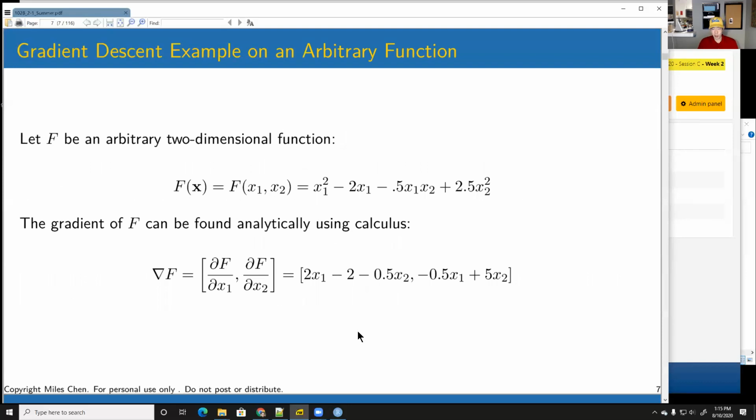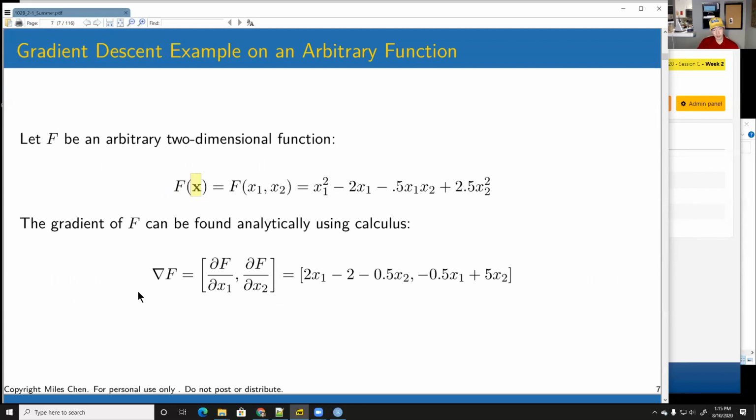Okay, so for illustration, I've got this arbitrary two-dimensional function. This is not a loss function, this is just some function. So I've got x1 squared minus 2x1 minus 0.5 x1 x2 plus 2.5 x2 squared. So this is a function of two-dimensional x. Here's our function of vector x, which exists in 2 dimensions.